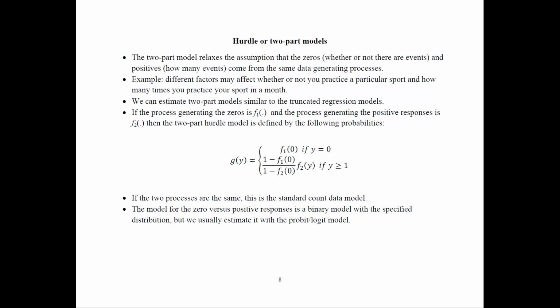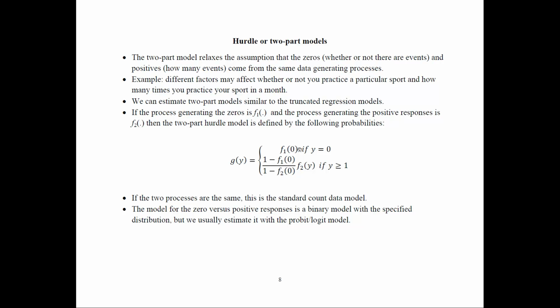Now notice one thing. If F1 and F2 are the same, what would happen here? The first thing that would happen is these two expressions would be identical, so they will cancel out. And so here we would have F2 of y for y greater than or equal to 1, and here you would have F1, which is the same as F2 if y equals 0. So we're back to the Poisson model, or I shouldn't say Poisson, it could be Poisson or negative binomial, but we're back to the one-step model where we have the same data generating processes for the two steps.